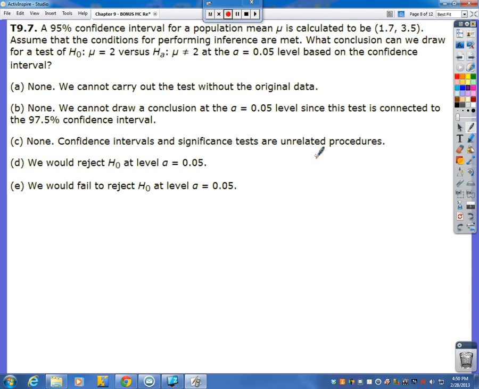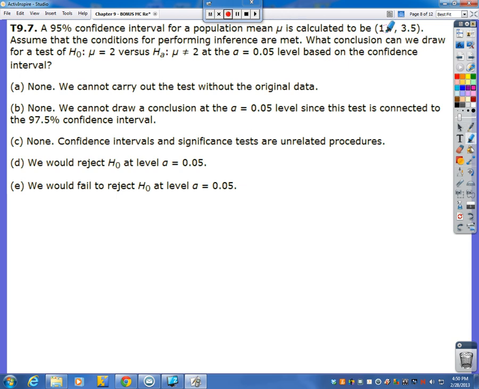Number 7. A 95% confidence interval for a population mean mu is calculated to be 1.7 to 3.5. Assume that the conditions for performing inference are met. And again, when they say inference, they just mean, like confidence intervals is an inference procedure. Hypothesis testing, that is an inference procedure. What conclusion can we draw for a test of mu equals 2 versus it's not equal to 2 at the alpha equals 5% level based on the confidence interval?